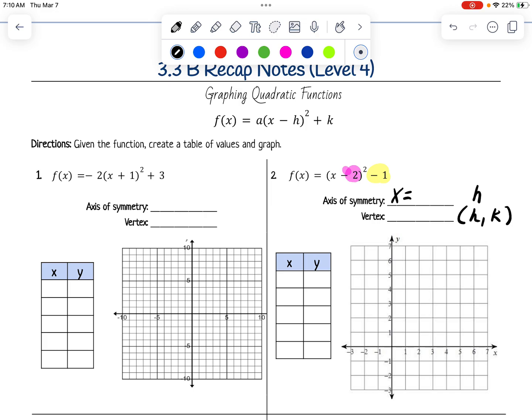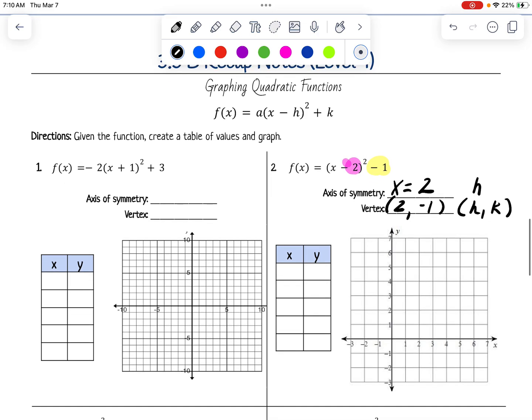When you use your h, you need to change the sign. So when you start with a -2, you're going to change it to a +2. You're going to use that 2 in your vertex, and then your k, which is a -1. And you don't do anything to the sign of the -1. Once you get those values, you're going to put them into your table of values, right into the middle spot. So it'll be here and your -1.